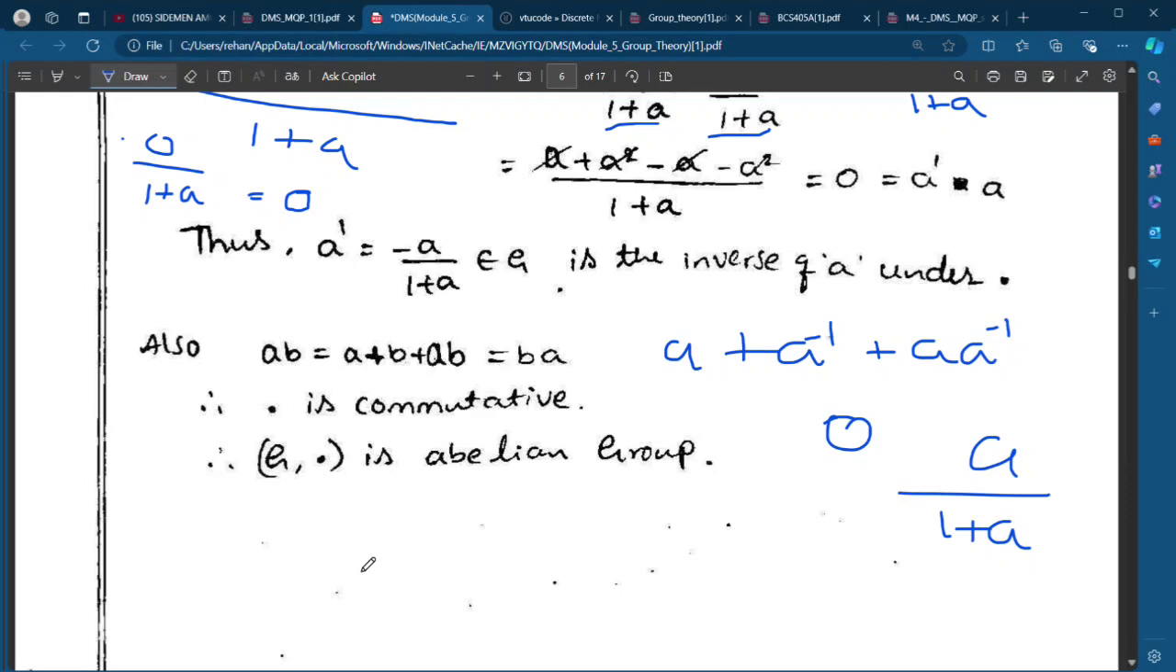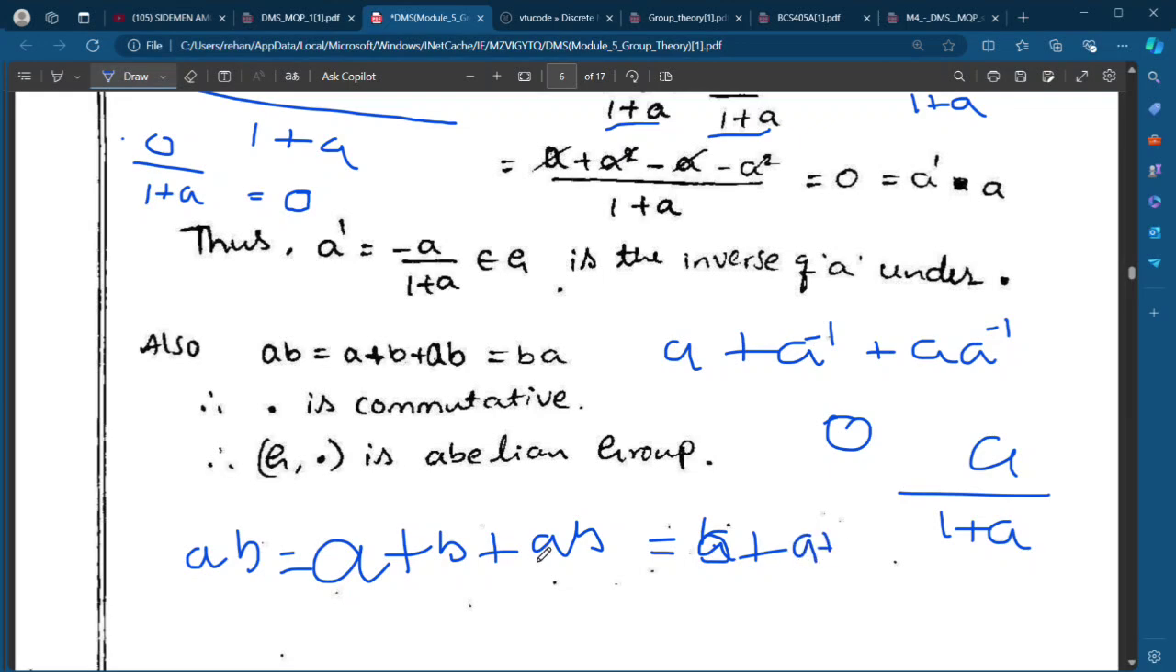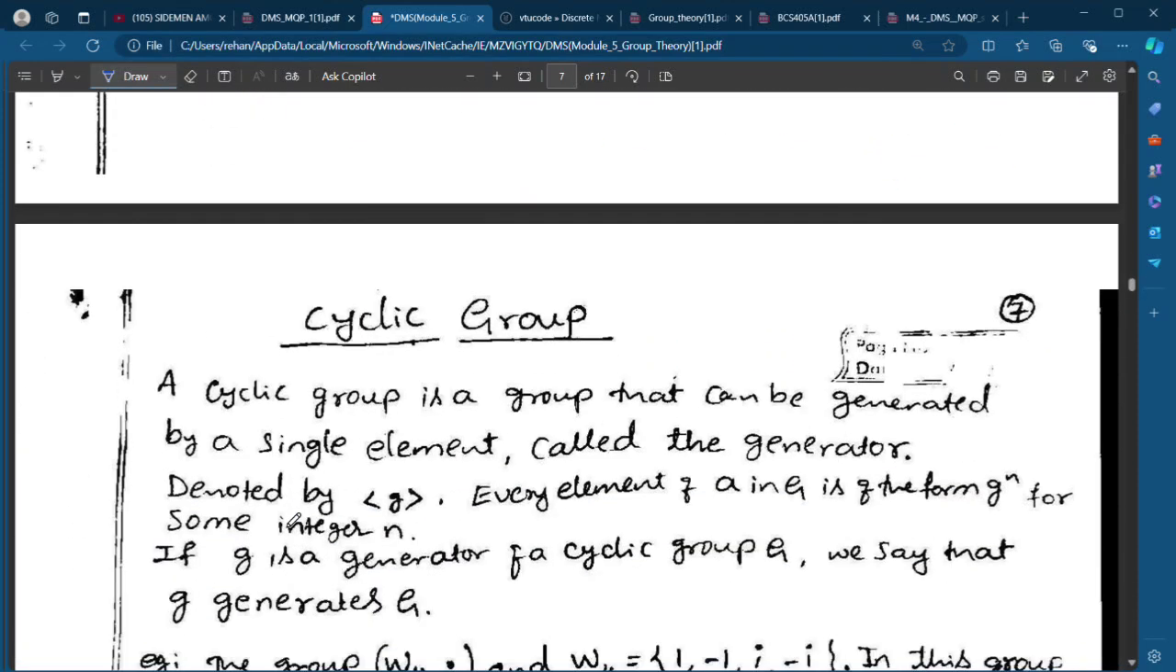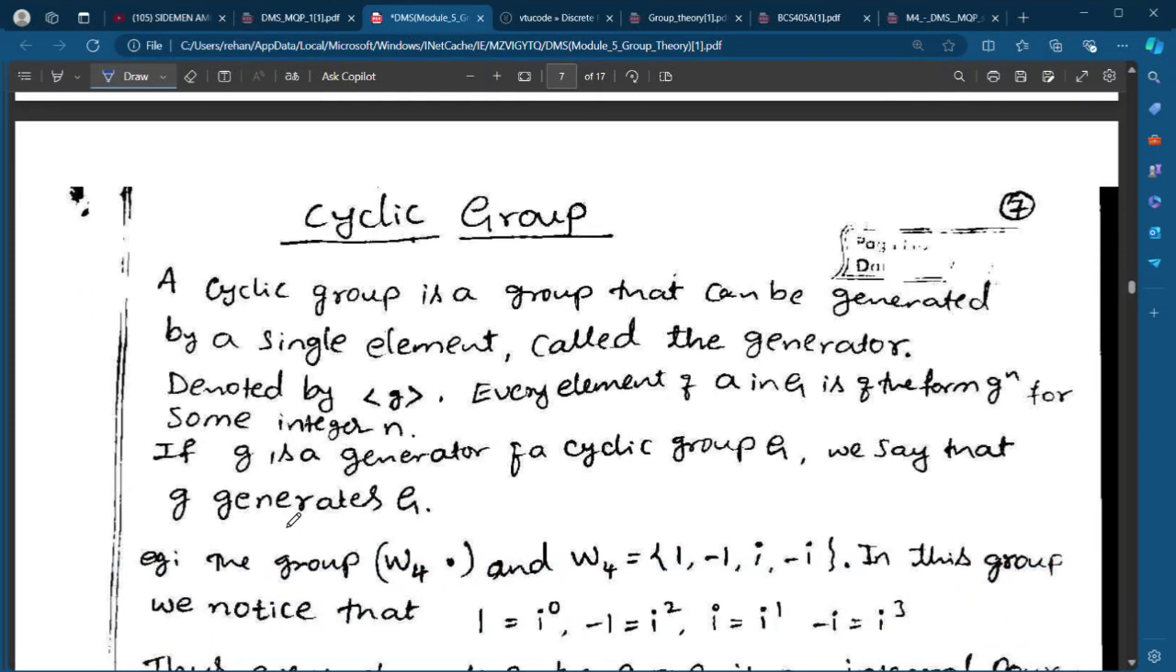which gives me the identity. Then I also have A star B equal to A plus B plus AB. What is that? A star B, right? A plus B plus AB can be written as B plus A plus BA, same value, which is equal to B star A. So you can simply write A star B equals B star A. Done. So this says that it is an Abelian group.